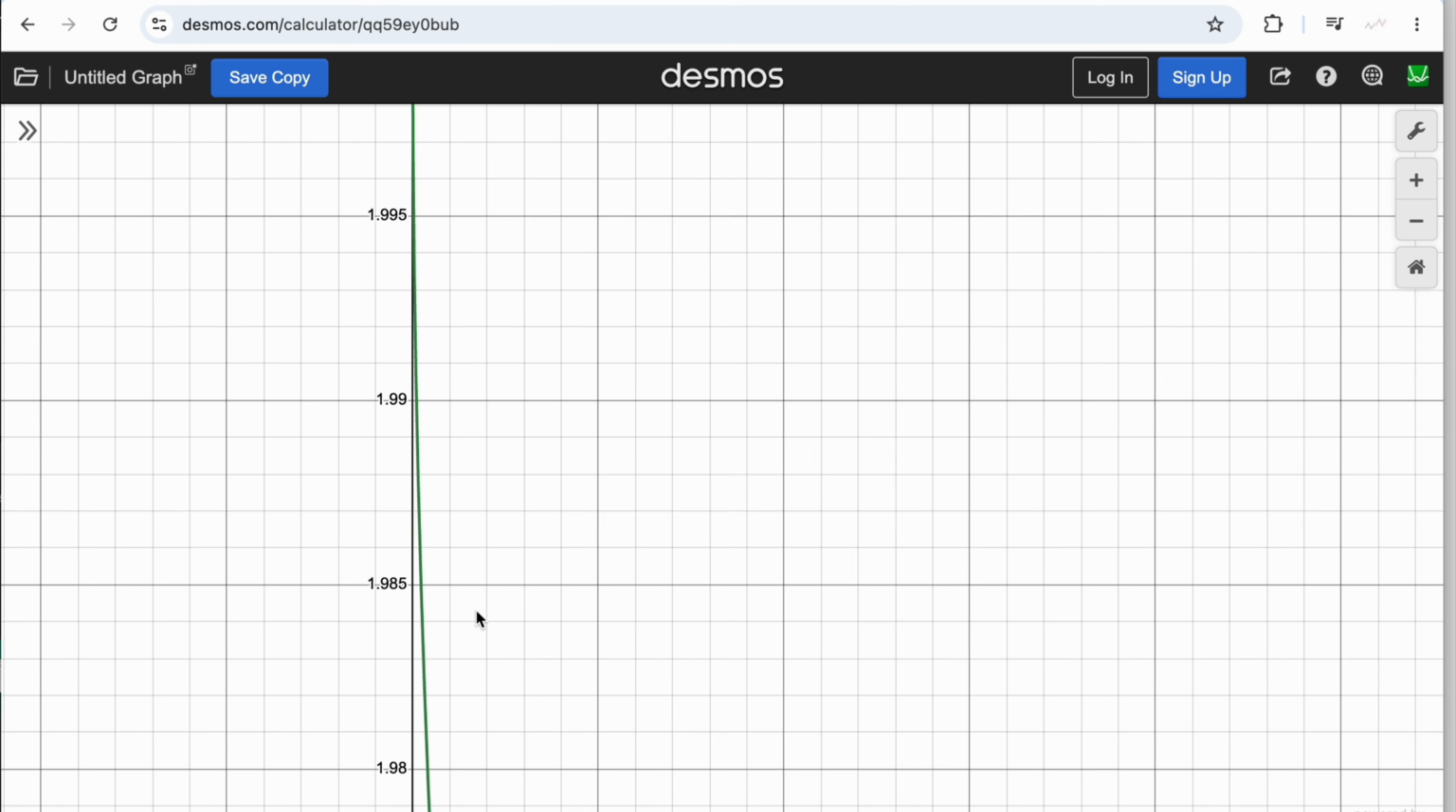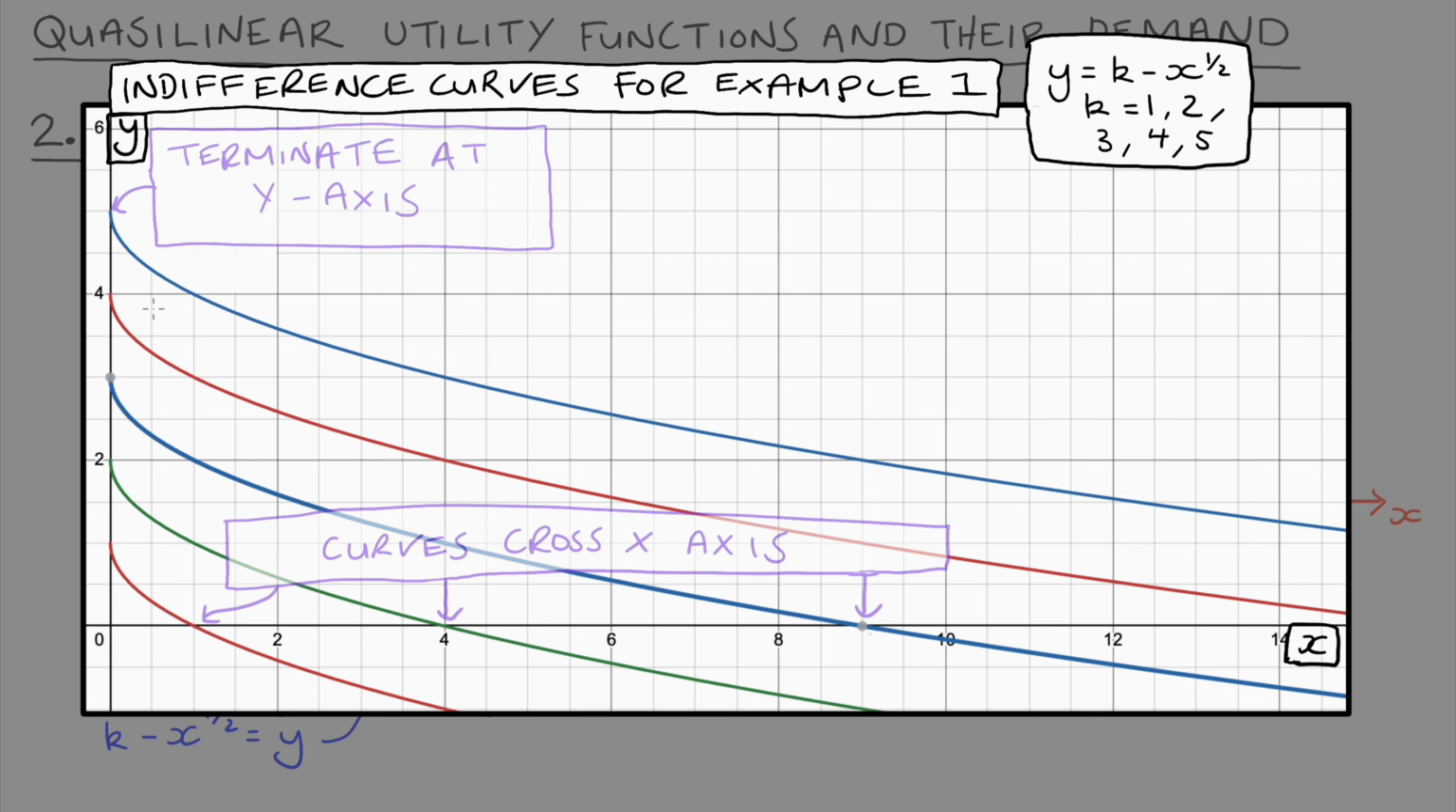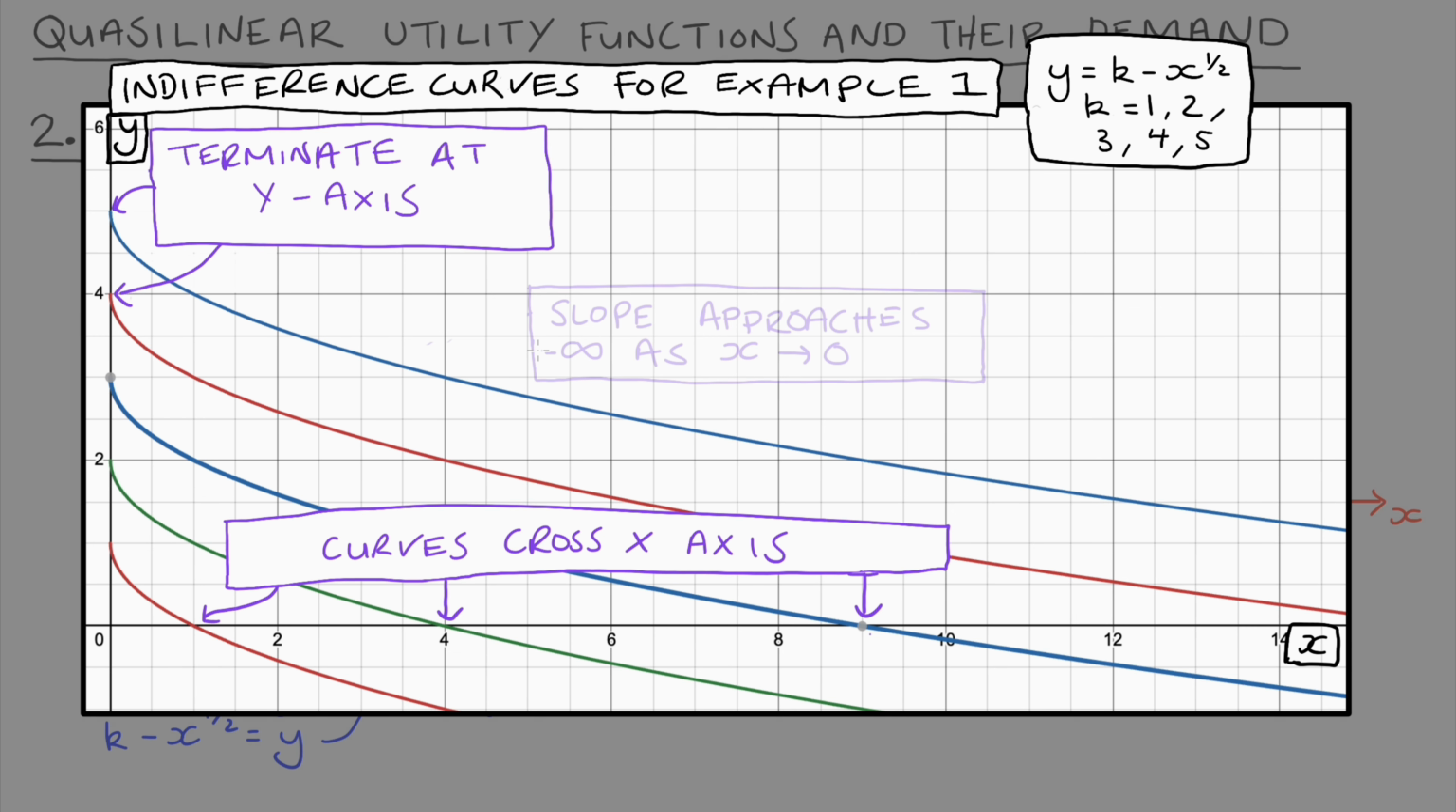So just moving back to my whiteboard, I'll just mark these points. So our indifference curves cross the x-axis. They do not cross over the y-axis, but they terminate at the y-axis. They get infinitely steep as x approaches 0.